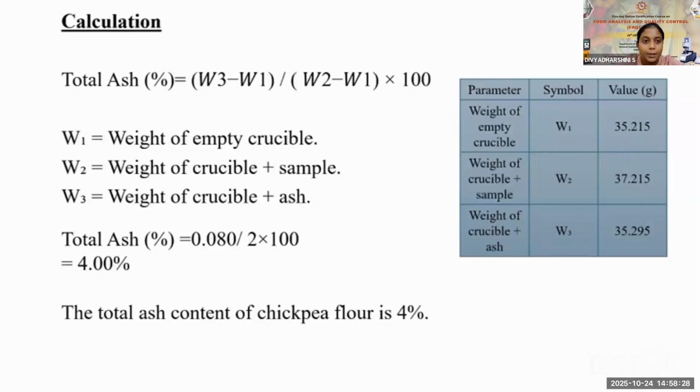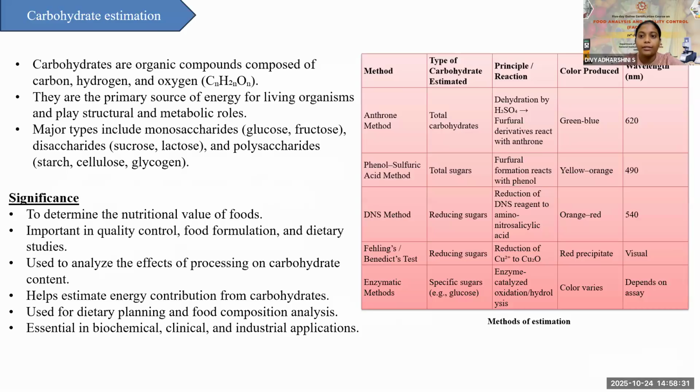Moving to the next experiment, which is carbohydrate. There are various methods of estimating it. I'm explaining the total difference method only. There are different methods in the right side table. First one is anthrone, another one is the phenol sulfuric acid method, then the DNS method, dinitrosalicylic acid method, Fehling's Benedict test, and enzymatic methods.